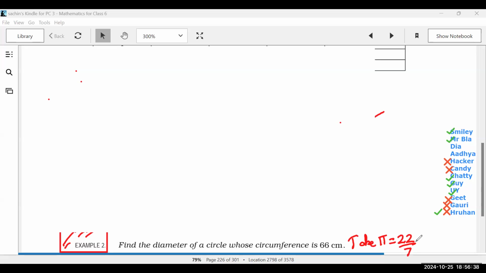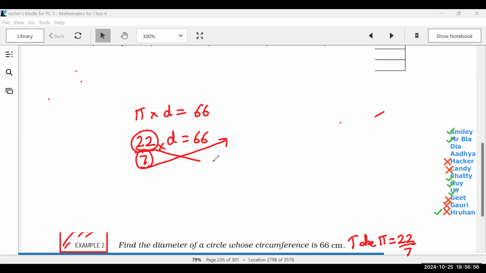So guys, the formula is pi times d is circumference. So pi times d is equal to circumference 66. Pi is 22/7, times d is 66. Whatever is in the denominator goes to the other side and becomes numerator, and whatever is in the numerator goes to the other side and becomes denominator. So d is equal to 66 times 7 divided by 22, which is 3 into 7, that is 21 centimeters.